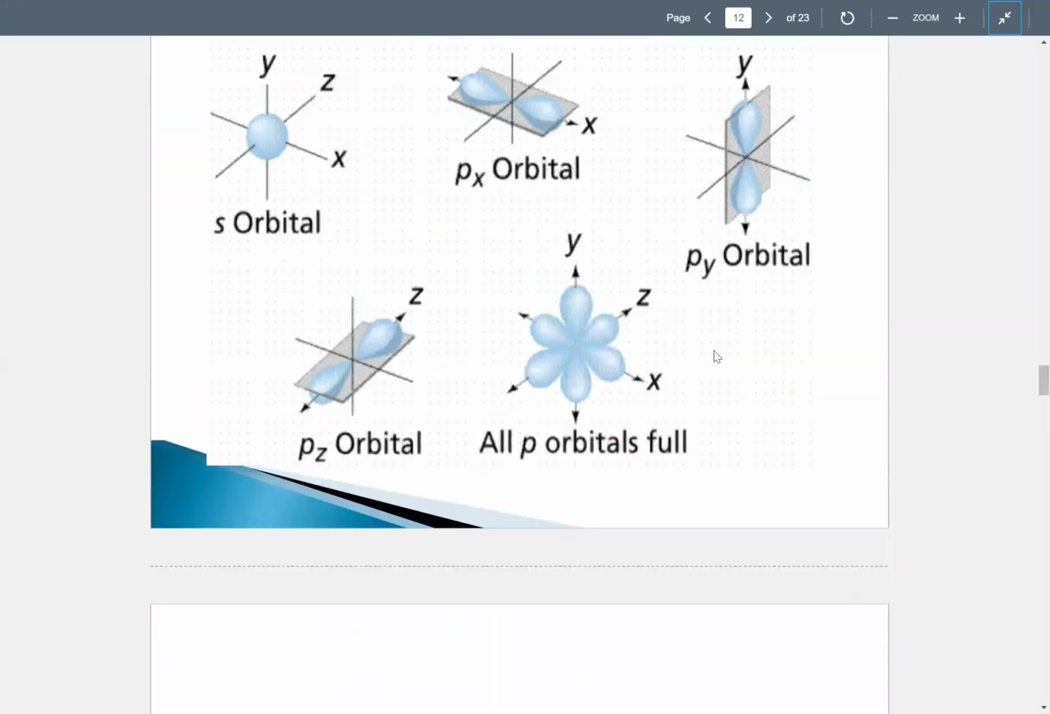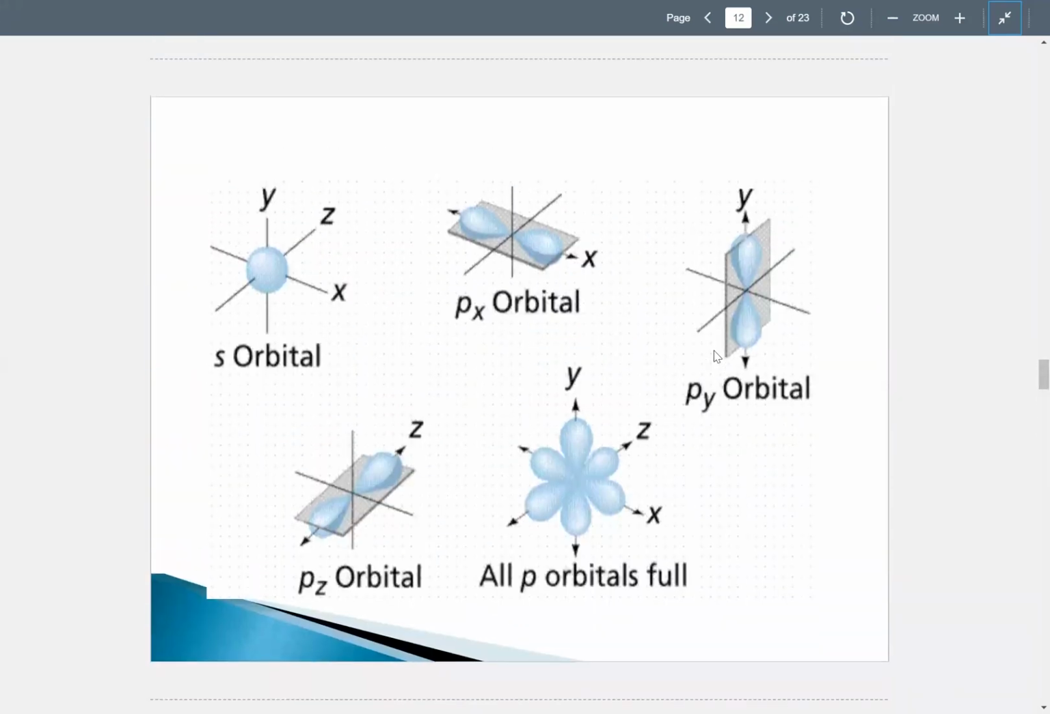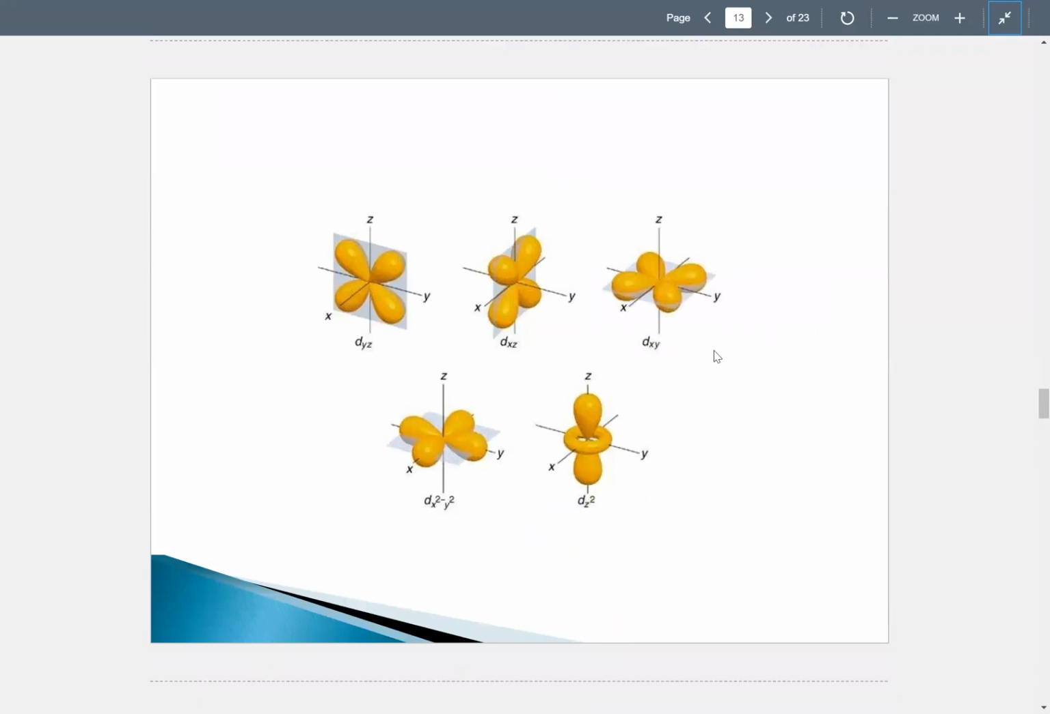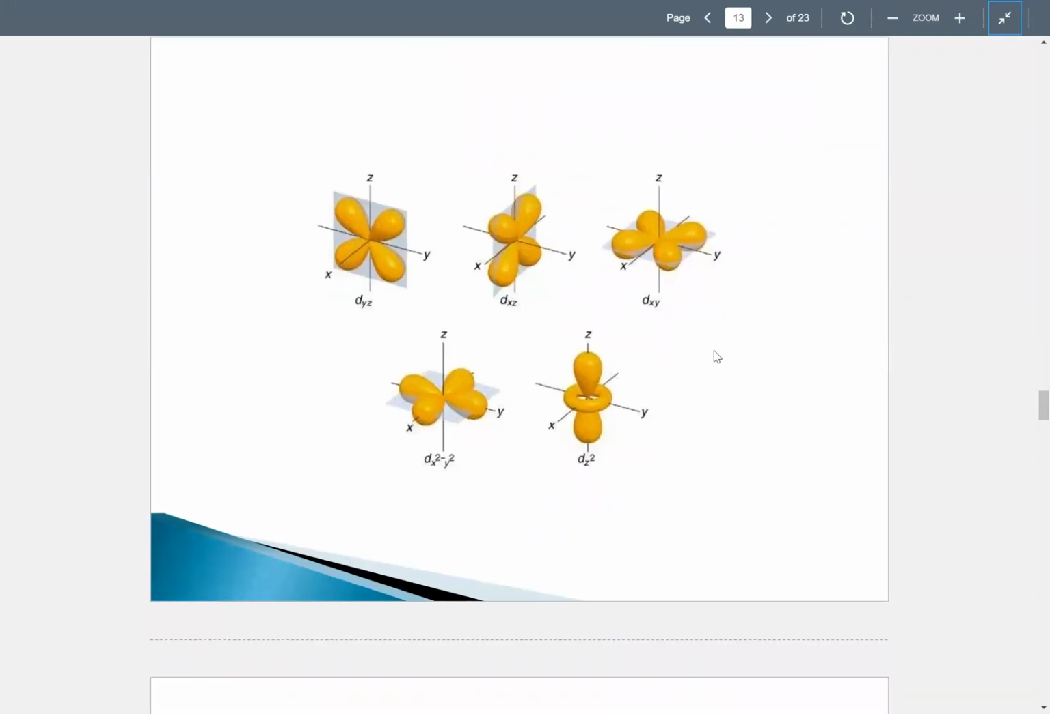That's why S can only fit 2 electrons, because it only has 1 orientation. P can fit 6 electrons because it has 6 lobes in 3 orientations. And D can fit 10 because it has 5 orientations, and each dumbbell is an electron, so 1 electron here, 1 electron there. And remember what these balloon shapes are: where you could find the electron.